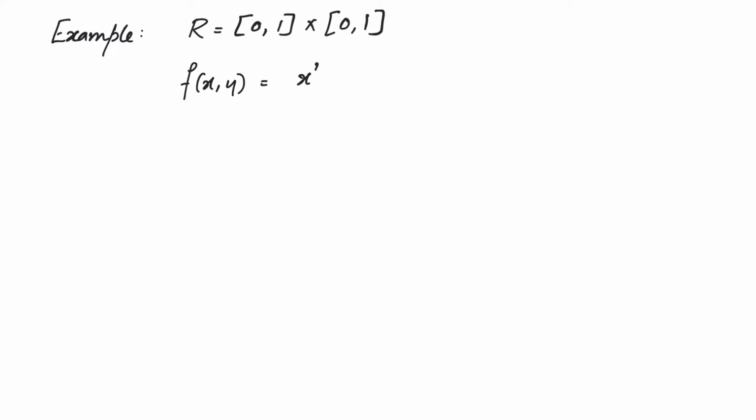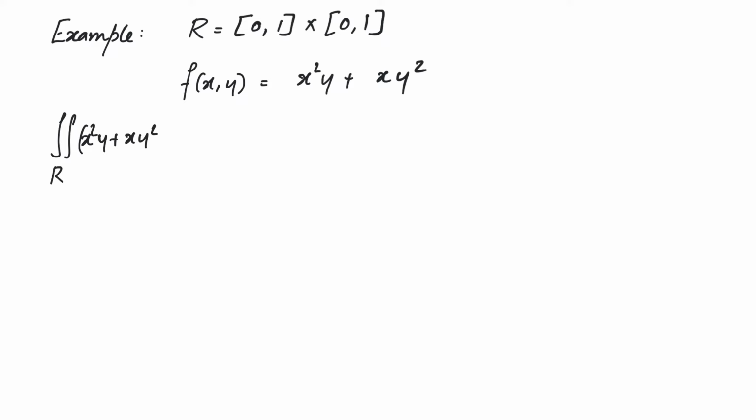Now, to appreciate the power of this technique, let us look at an example. Let R be the rectangle given by 0, 1 cross 0, 1 and f be the function from R to R defined as f of x comma y is equal to x square y plus y x square. We are going to integrate this function f over the rectangle R.